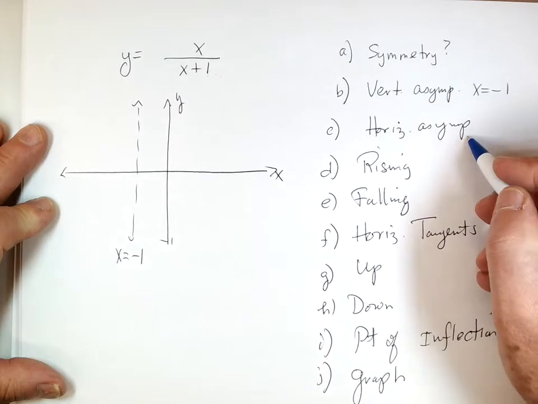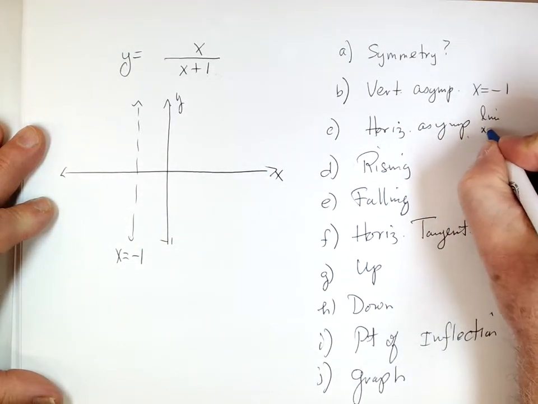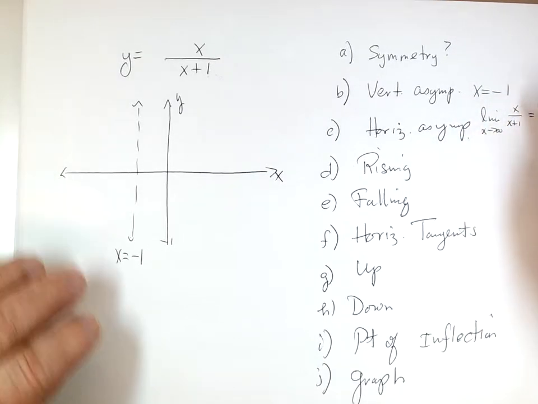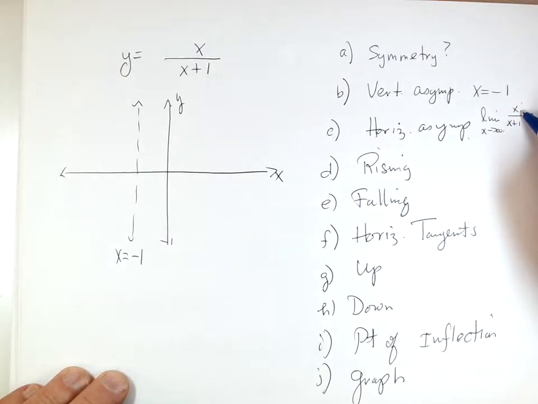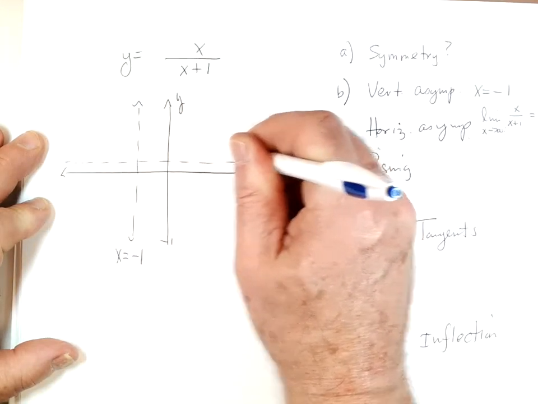Okay? Horizontal asymptote. You get a horizontal asymptote by taking the limit as x goes to infinity of x over x plus 1, and that's equal to 1. If the degrees are the same, this limit is the ratio of their leading coefficients. This is a 1, that's a 1. You can get that by dividing the numerator and denominator by x. You'll get 1. As x goes to negative infinity, it's also 1. y equals 1 is a horizontal asymptote.